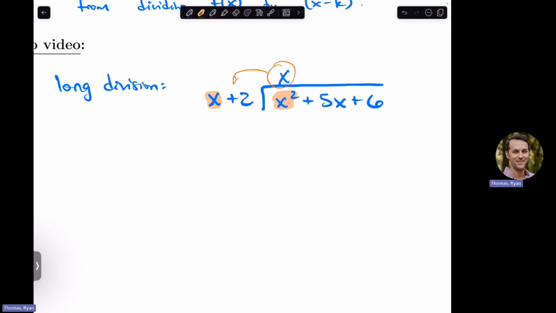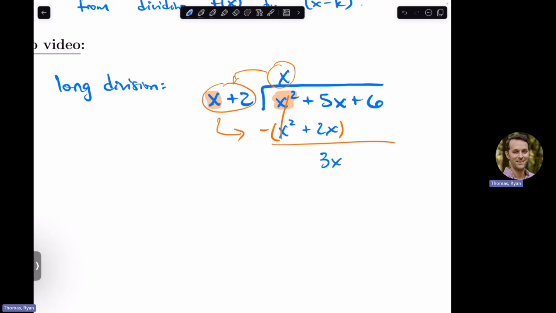Then we multiply like this and carry that down to figure out how much of this we've accounted for already. X times x plus 2 is x squared plus 2x. And then we take that away to figure out how much is left over. X squared minus x squared is 0. That's good, because if it wasn't, then that means I could have taken a bigger chunk before. 5x minus 2x is 3x.